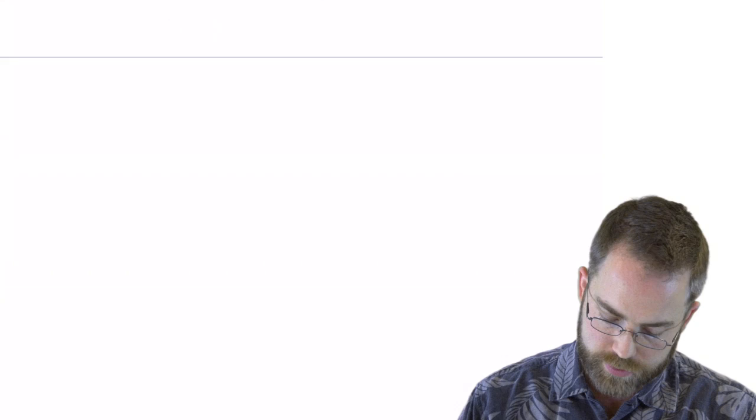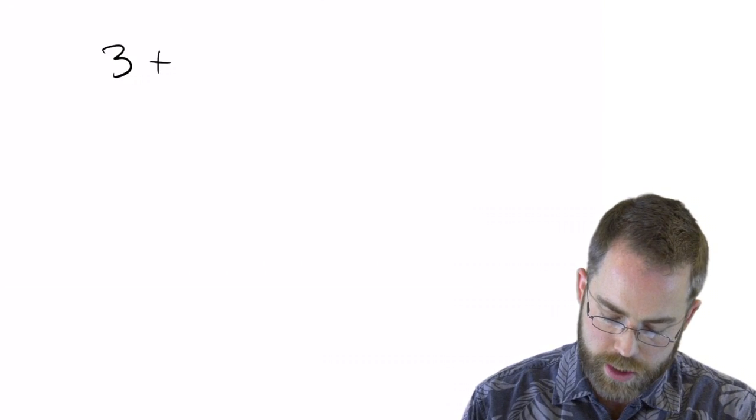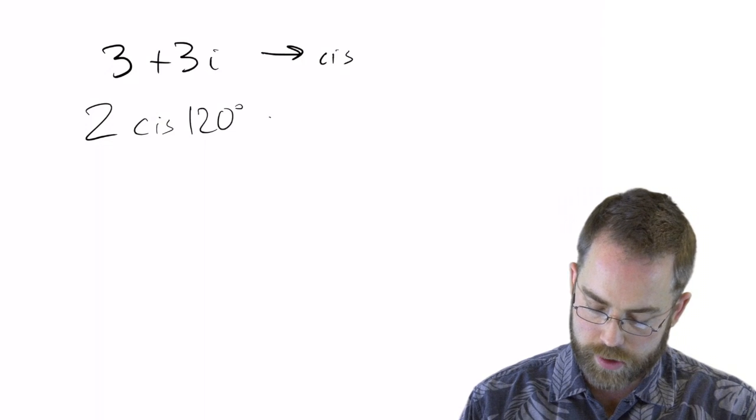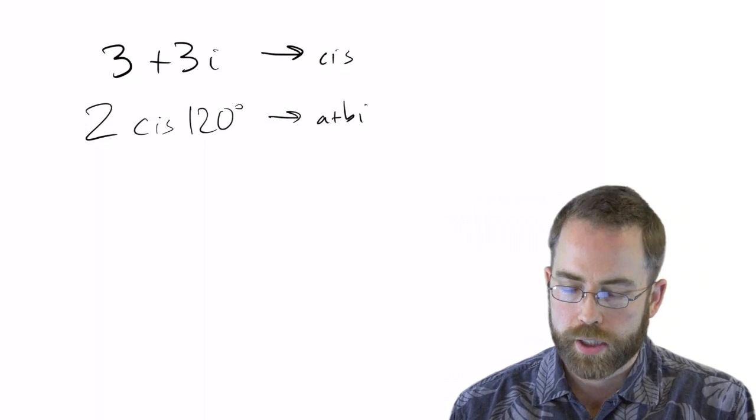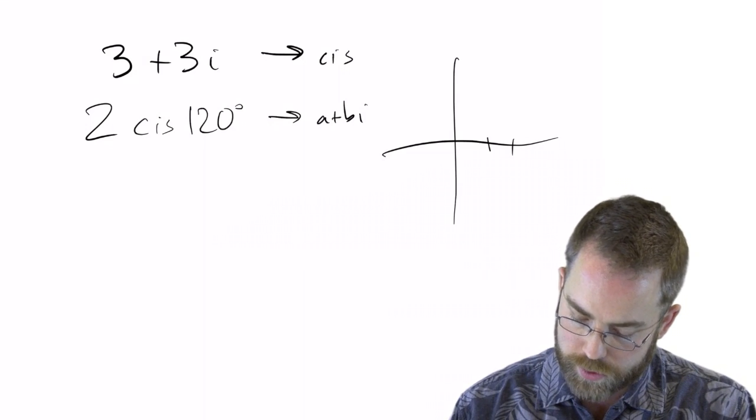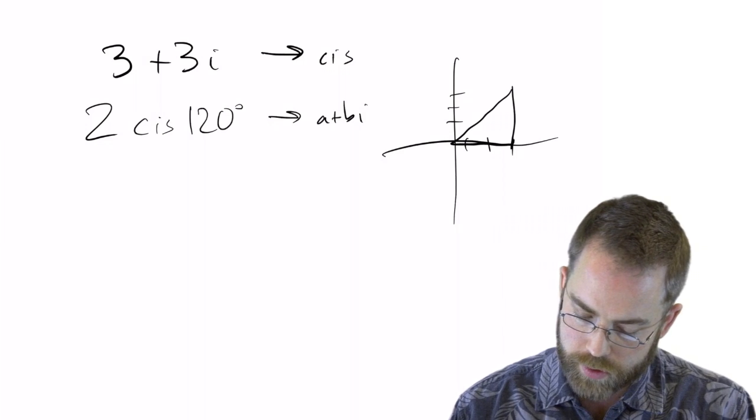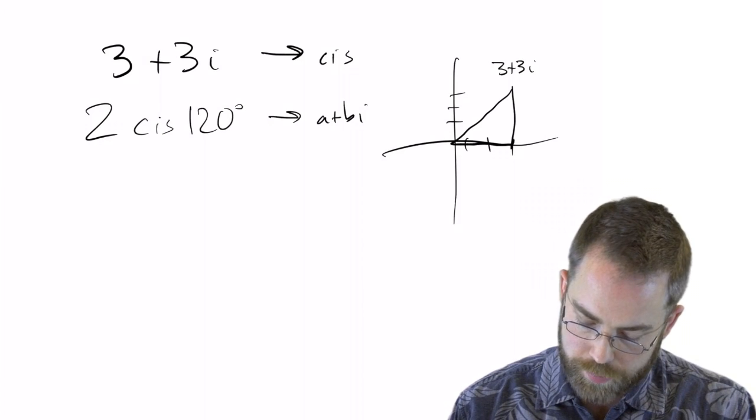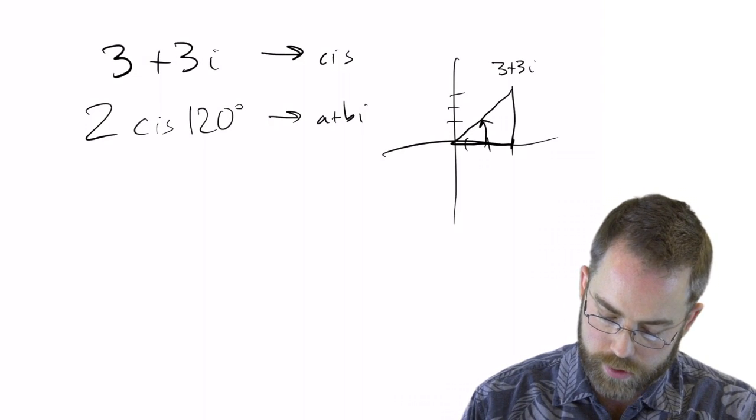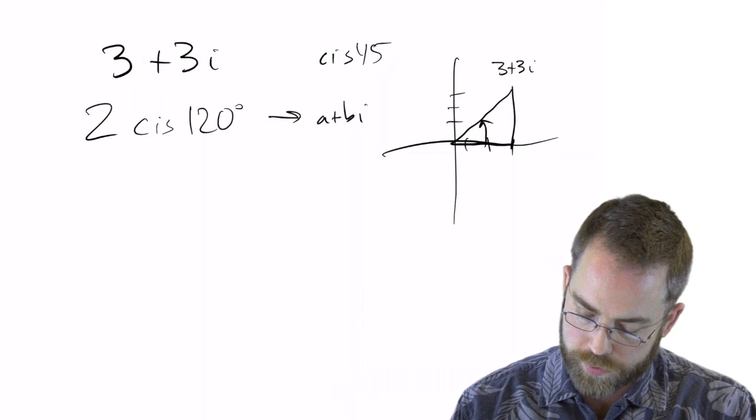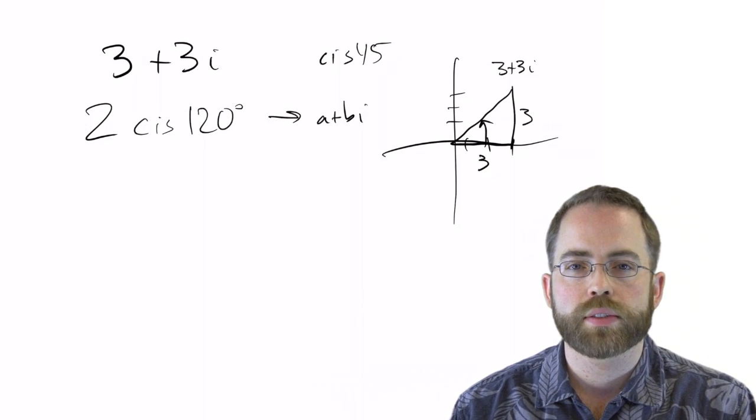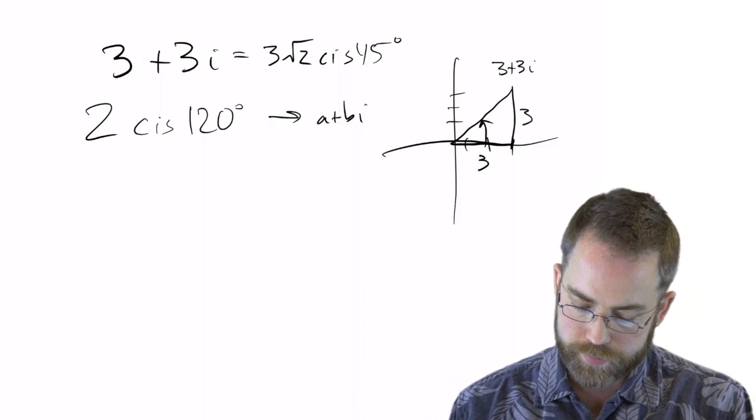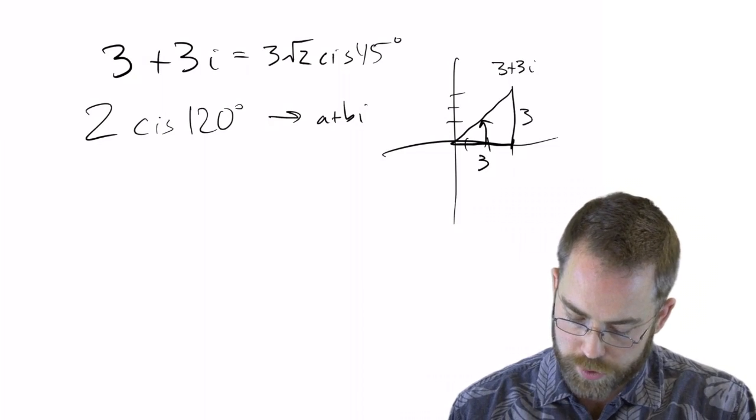So let's do some examples. Let's say, what is 3 plus 3i, convert that into cis, and what is 2 cis 120, convert that into a plus bi. All right, so 3 plus 3i, that is going to be 3 units over this way and 3 units up that way. We're up there at 3 plus 3i. Well, if we go over as much as we go up, the angle in there must be 45 degrees. So that's a cis of 45. And then if we've got 3 and 3, then Pythagoras tells us that the hypotenuse must be 3 root 2. So that's 3 root 2 cis 45. And you can double check that with Pythagoras and arctan if you really want.